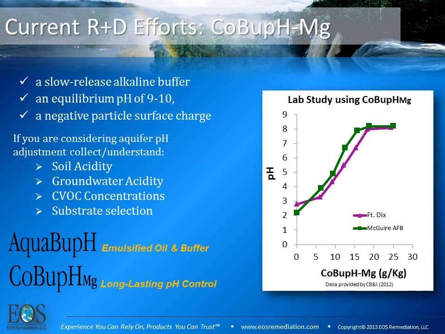Some things to keep in mind if you're going to adjust the pH of your system: understand what your soil acidity and your groundwater acidity is. Understand what the buffering capacity of your aquifer is. The second thing is understand your contaminant concentrations. The more chlorinated solvents you have on site, the more hydrochloric acid you're going to form. Finally, again, consider that substrate. Are you getting a low acidity to molecular hydrogen ratio? And if you aren't, are you prepared to deal with the amount of acidity you're going to generate during fermentation?